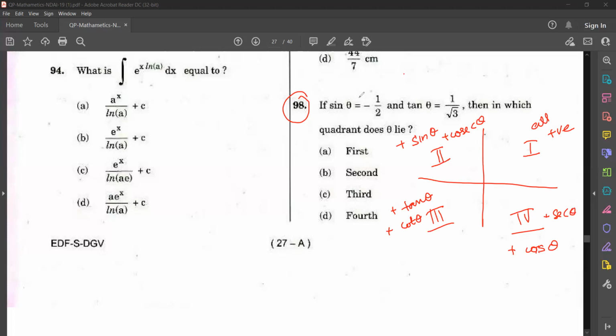So here they are asking sine theta negative and tan theta positive. That will not be in this quadrant because here all are positive. Sine theta cannot be negative here. But here only tan and cot are positive. So tan theta positive, sine negative, which quadrant? Third quadrant is the correct answer.